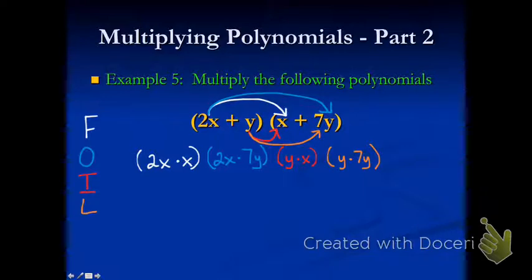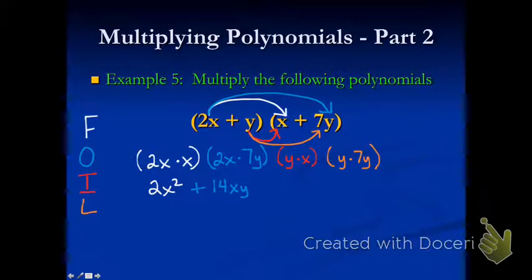Now, after we have our 4 groups, we're going to simplify those groups. So 2x times x would be 2x squared. 2x times 7y, you're going to multiply the 2 times the 7, which would give you 14, and then you have an x times a y. So you're going to write that as plus 14xy. You want to have the letters in alphabetical order, so x comes before y, so when you're doing the math, put the x before the y.